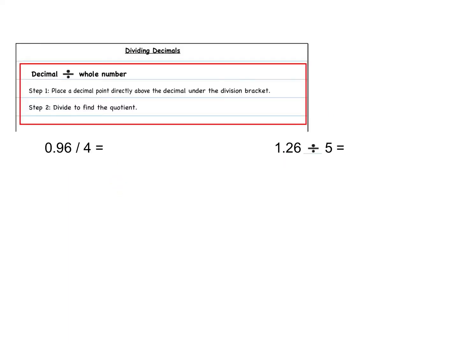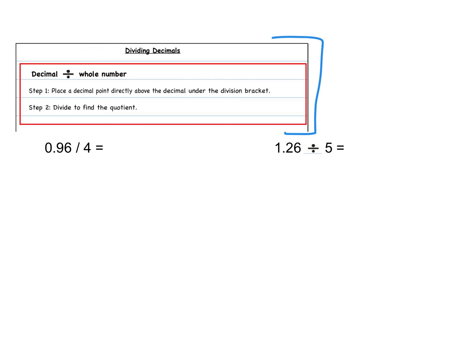Okay, so now looking at these examples here, dividing decimals. So pause and write down what you see in the box here when we have a decimal and we are dividing it by a whole number. So the first step, place a decimal point directly above the decimal under the division bracket. And step 2, divide to find the quotient. Remember, quotient is the answer to a division problem. So pause, make sure you have those steps written down, and then we'll go through our examples.